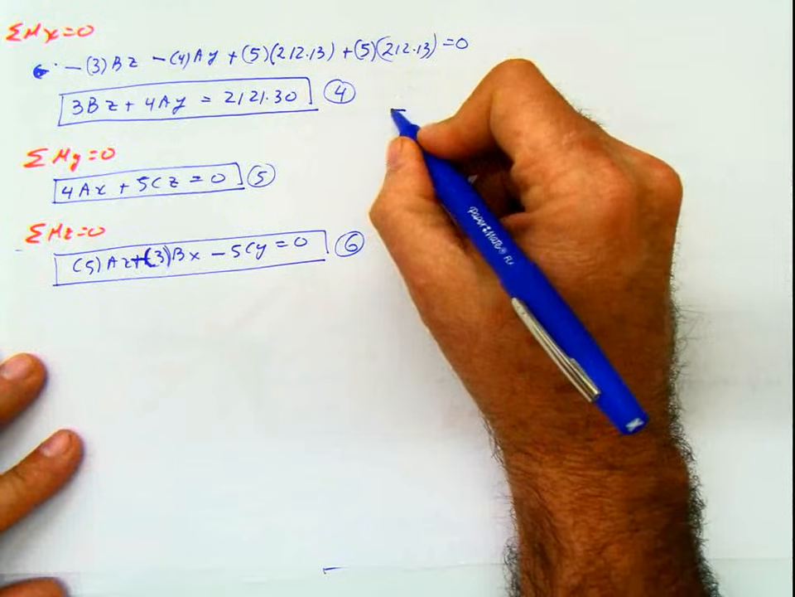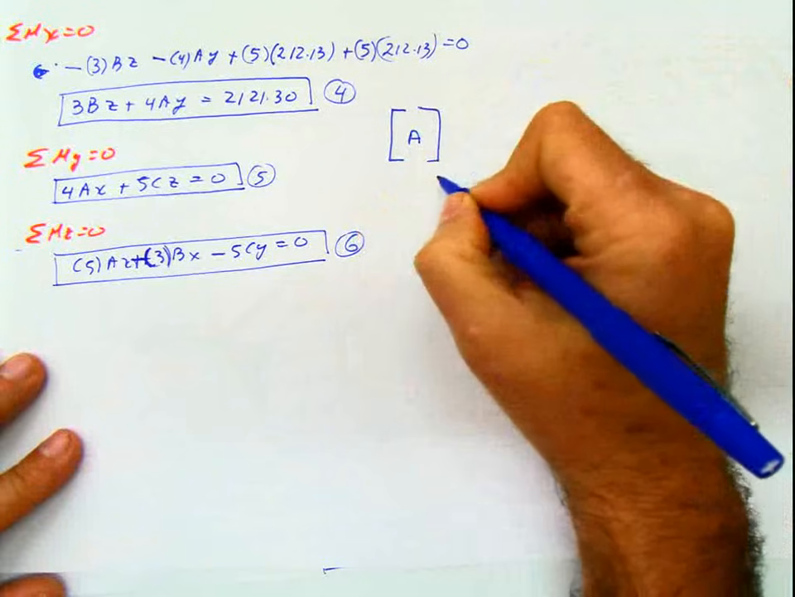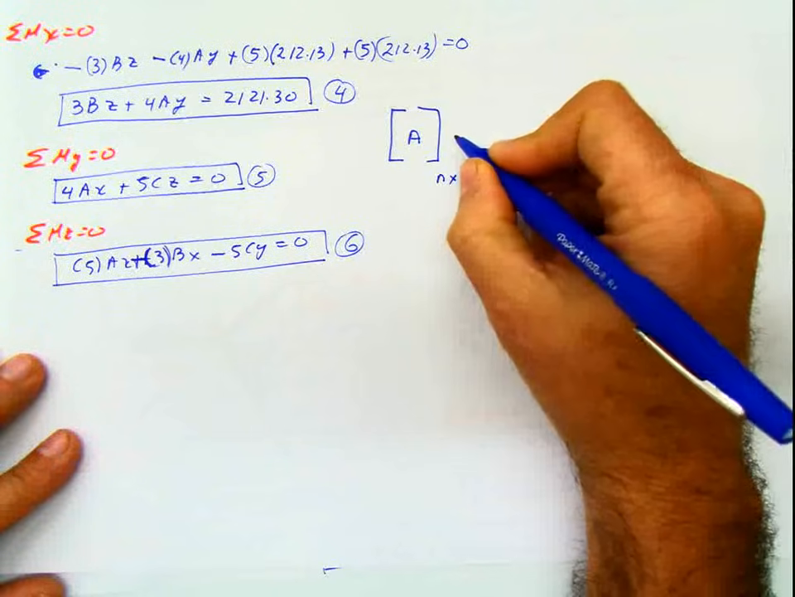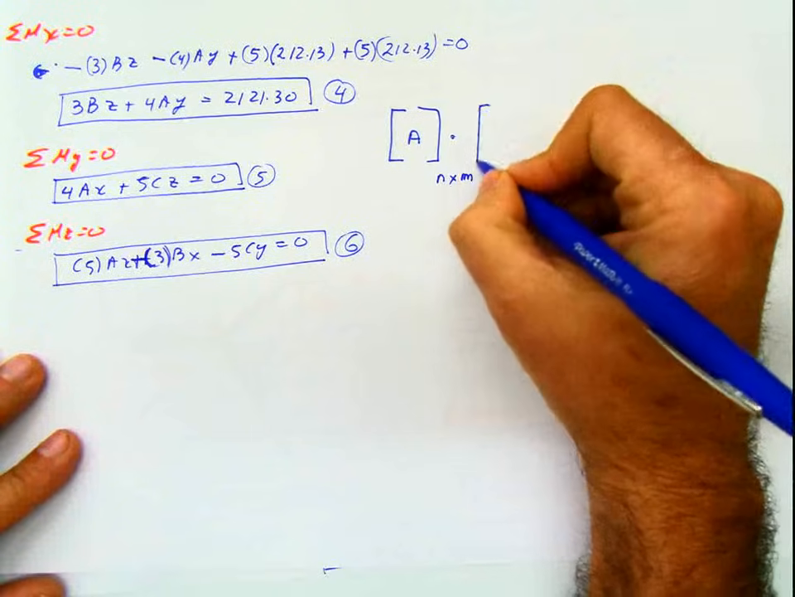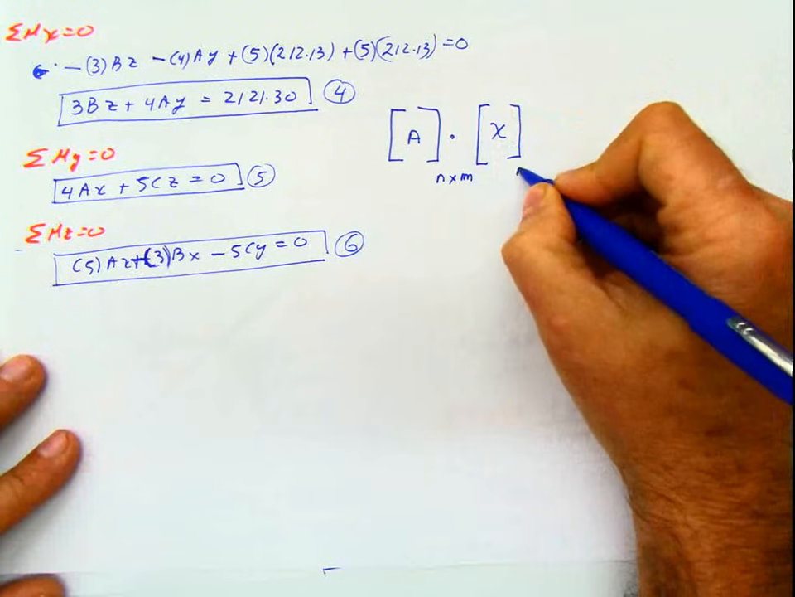So let's say that you have a matrix A, which is n rows and m columns, multiplied by a vector or a matrix of variables x, which is going to be m by 1.